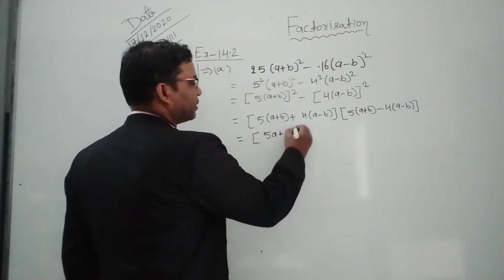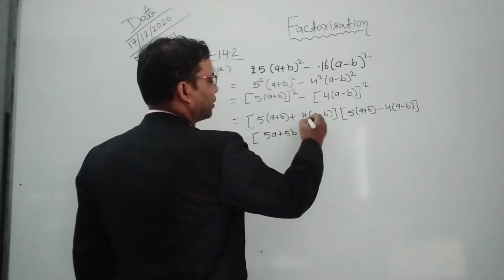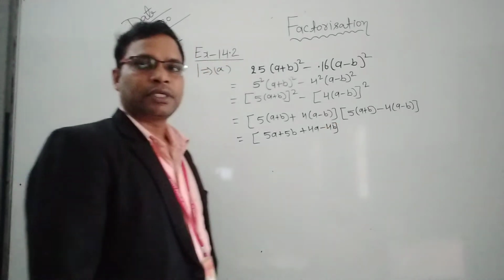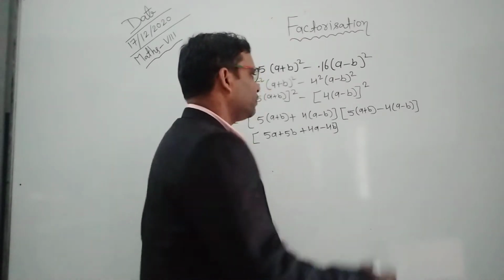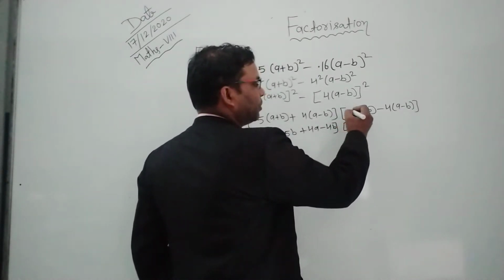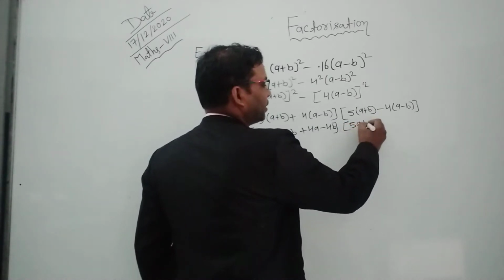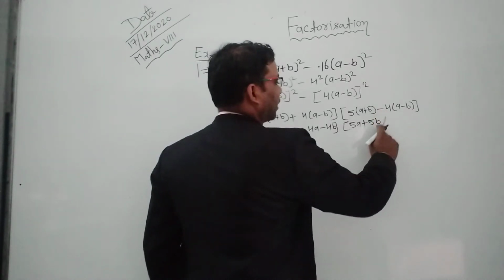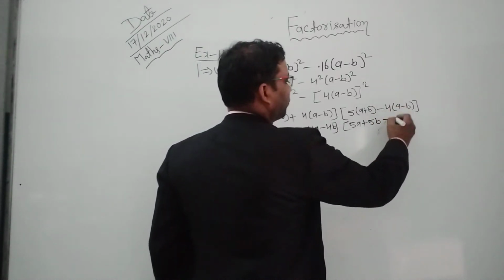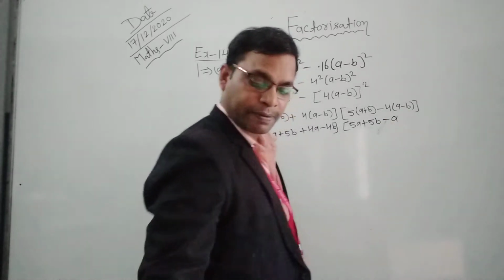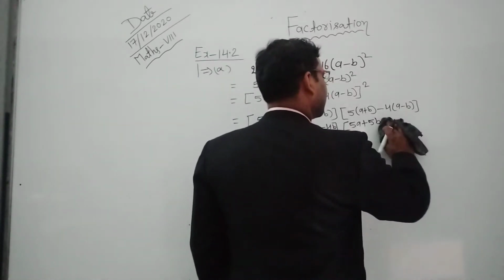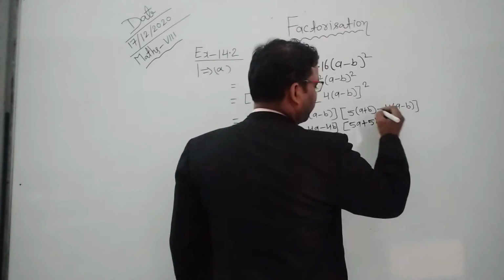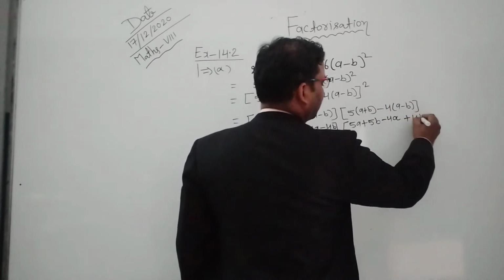Plus 5b plus 4a minus 4b. This is clear? Now the terms of these brackets. If here you open this bracket, again 5 into a, 5a plus 5 into b, 5b, and again this is minus 4a. This becomes minus, here we have minus 4a into minus, this becomes plus 4b.